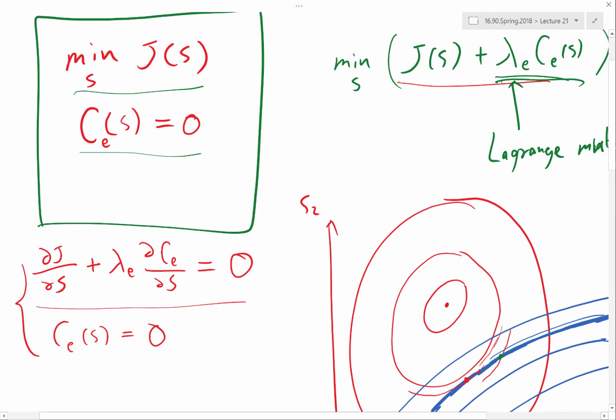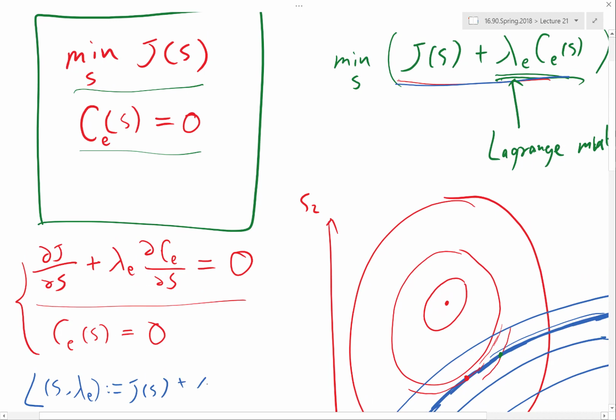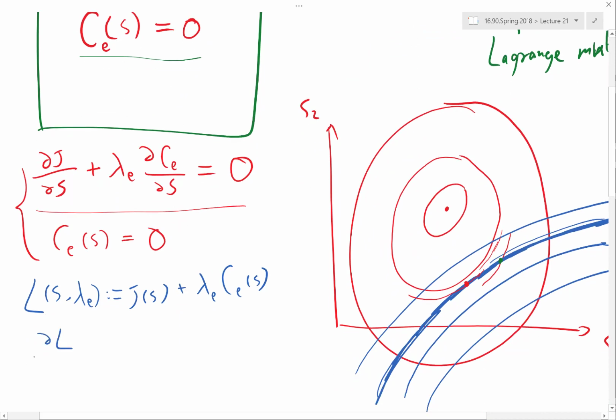If you look at this whole thing, CE is the derivative of this whole thing with respect to lambda E, right? So some people just define this whole thing as a Lagrangian. The Lagrangian is a function of S and lambda E, defined as J of S plus lambda E times CE of S. Then these two equations can be written such that partial L partial S is equal to 0, that's the first equation, and partial L partial lambda E is equal to 0, that's the second equation, right?